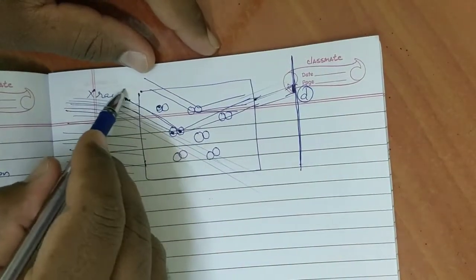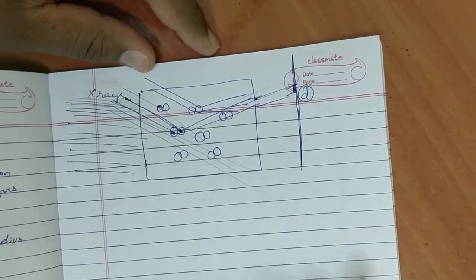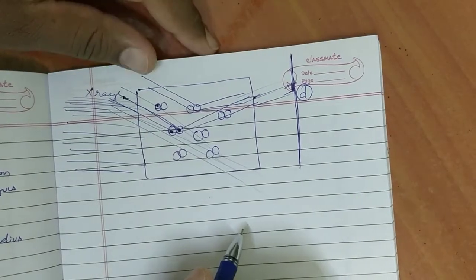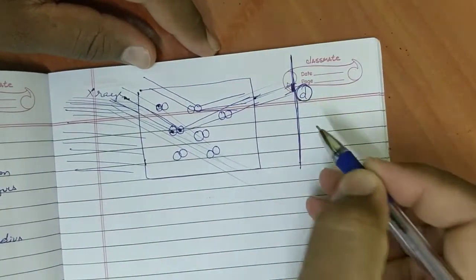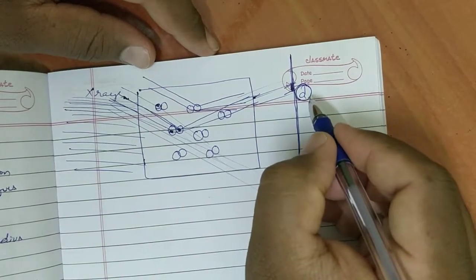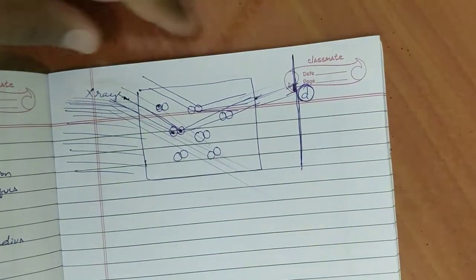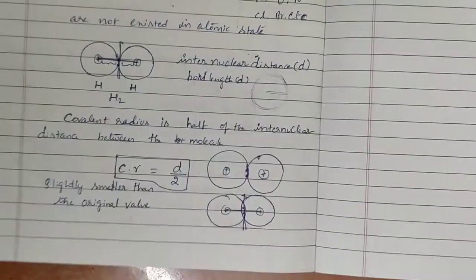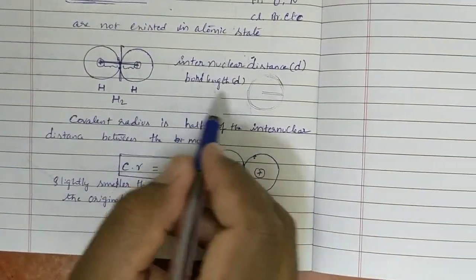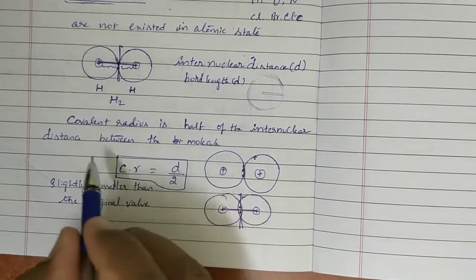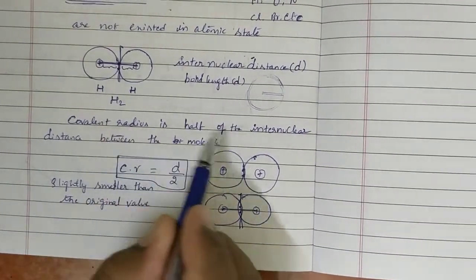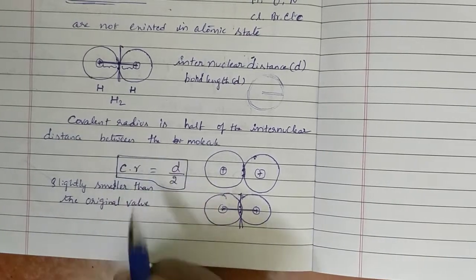Remaining X-rays just simply pass through the atom, molecule. Then are we able to find the d value or not? We are able to find the d value. That is the internuclear distance or bond length. Once we find the bond length, we can mathematically take half of that value. Covalent radius is half of the internuclear distance in the molecule.